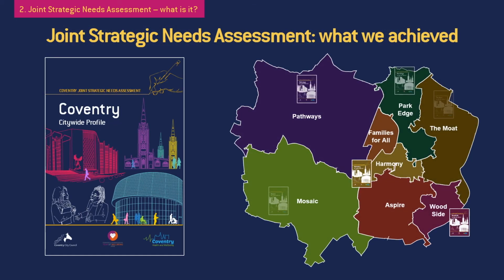So what we've really achieved is that we've got a citywide profile. I didn't quite meet the target of 20 pages, but it's 36 pages and it contains lots of pictures. And we're working on additional profiles for each of those places across Coventry.